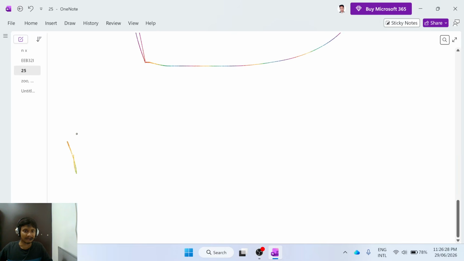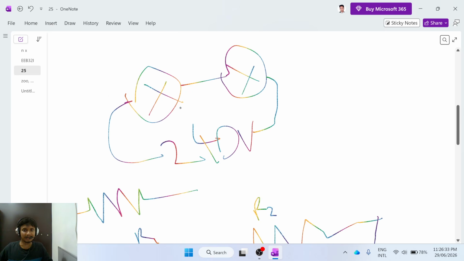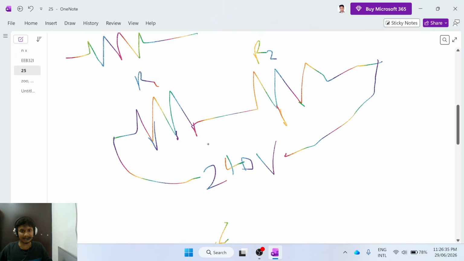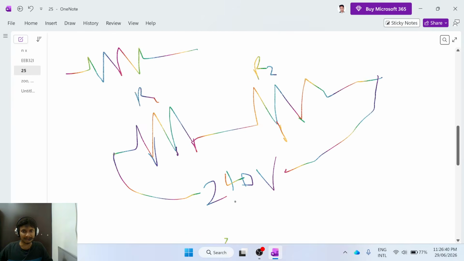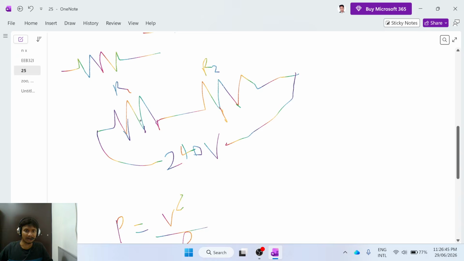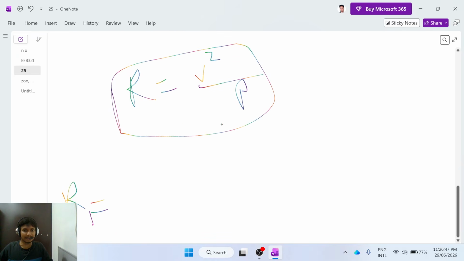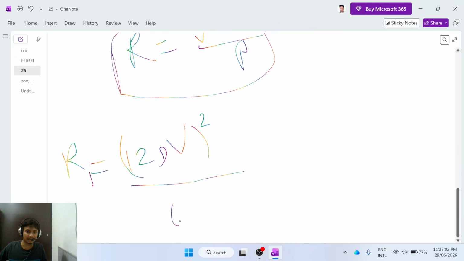Now, what is R1? R1 means resistor. We can consider the bulbs as resistors. Okay, please don't forget this very simple diagram. Now R1 is equal to V square by P. We already know what V is, the voltage of 120 volt, squared, divided by the power, 60 watt.